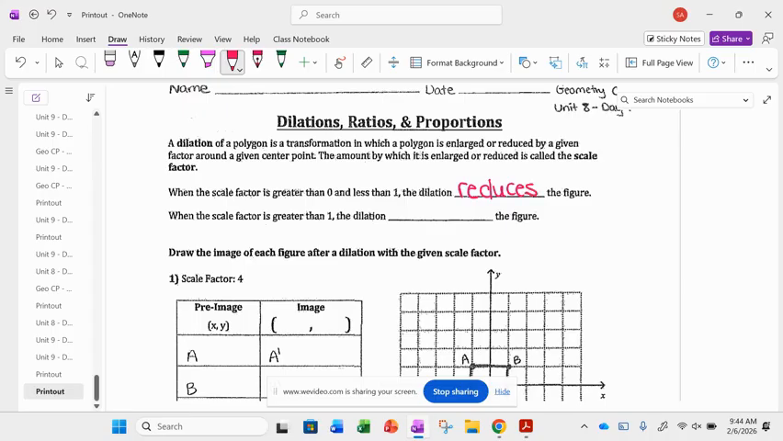When the scale factor is greater than 1, so if you're taking a whole number and multiplying it by 2 or 3 or 4 or 10 or 100, what do you think's happening? Bigger or smaller? Bigger, yeah. So when the scale factor is greater than 1, the dilation enlarges the figure.